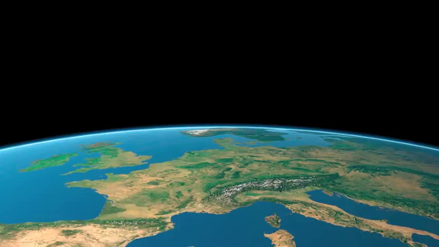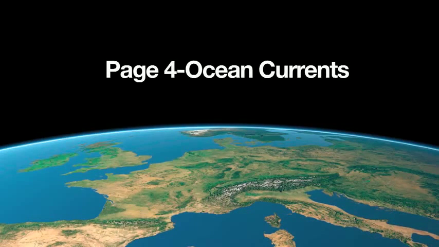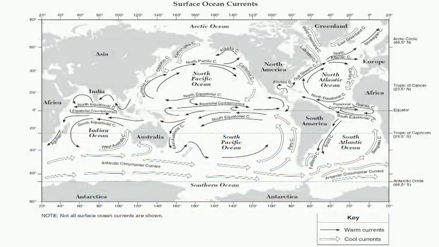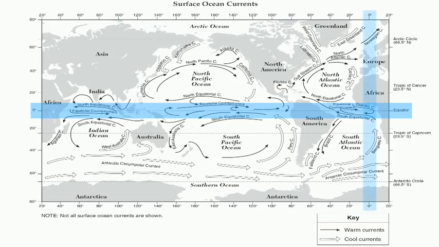Today we're going to be talking about page 4 in the reference table, your ocean currents map. Now this map doesn't only tell you about ocean currents, it tells you a little bit about latitude and longitude. Numbers along the sides, on the left and right, those are latitude, the equator being the main latitude line. Numbers along the top and the bottom, those are your longitude values. 0 is going to be the prime meridian, 180 is going to be the international date line.